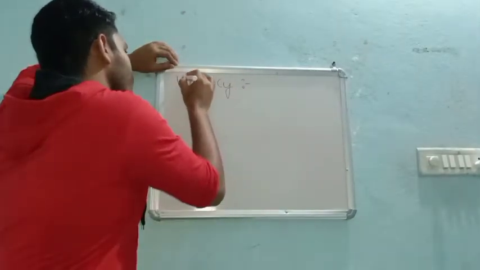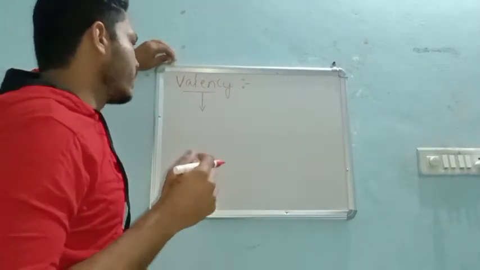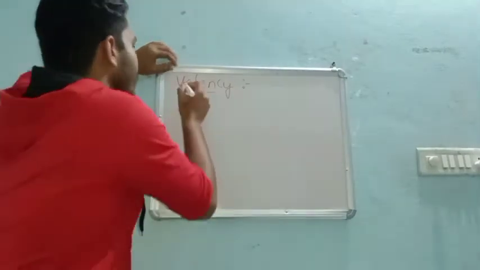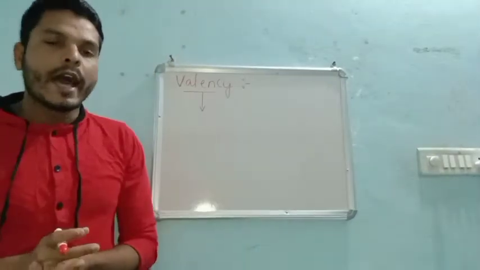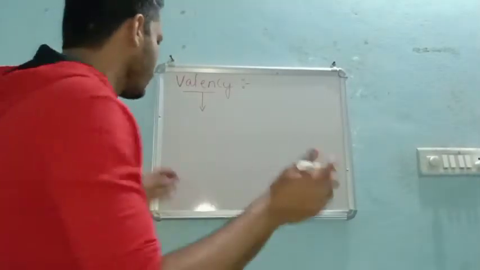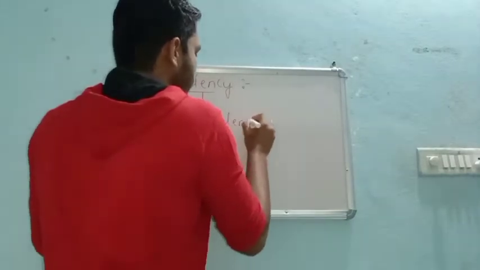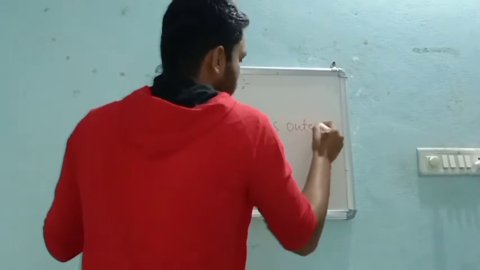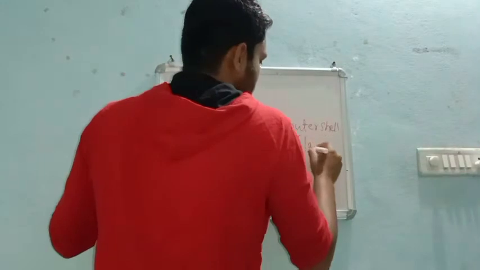That means how this ability will come in any atom. That is very important. See here, it is the number of electrons present in the valence cell. Valence cell is also called the outermost cell or outer cell, we can say, the last cell, right?